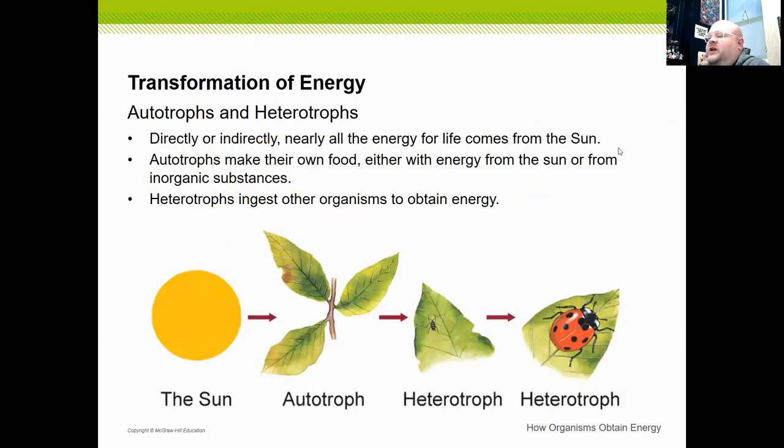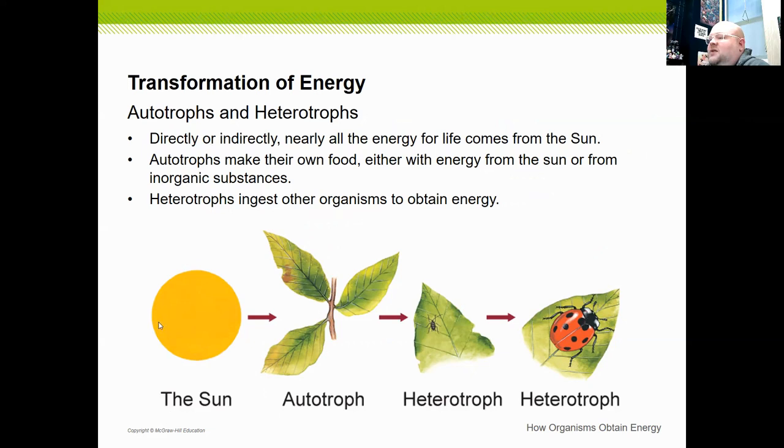Now we have our autotrophs and heterotrophs. Hopefully you remember those words from a previous unit. Either directly or indirectly, all the energy for life comes from the sun. Now autotrophs, like a plant, use the sun to make their food. Heterotrophs eat other things to get energy.